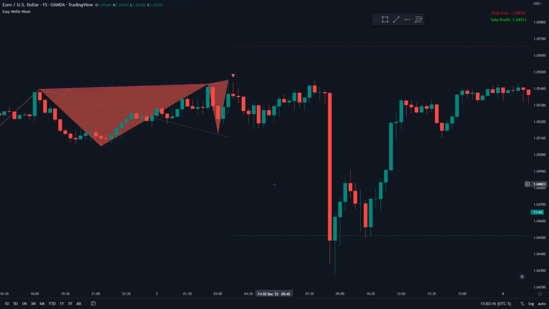And now here we've got a bearish one. You can see the euro, US dollar, 15-minute chart. This bearish pattern has formed. We can see we've got the breakout with the red arrow here. And then you clearly see it runs through this line.